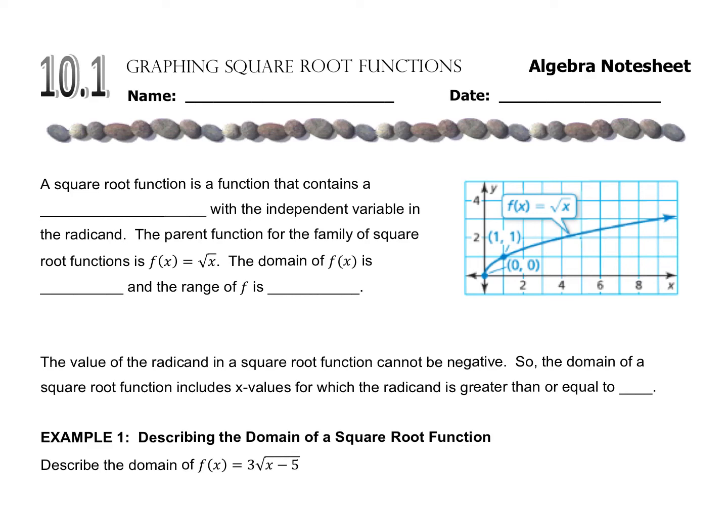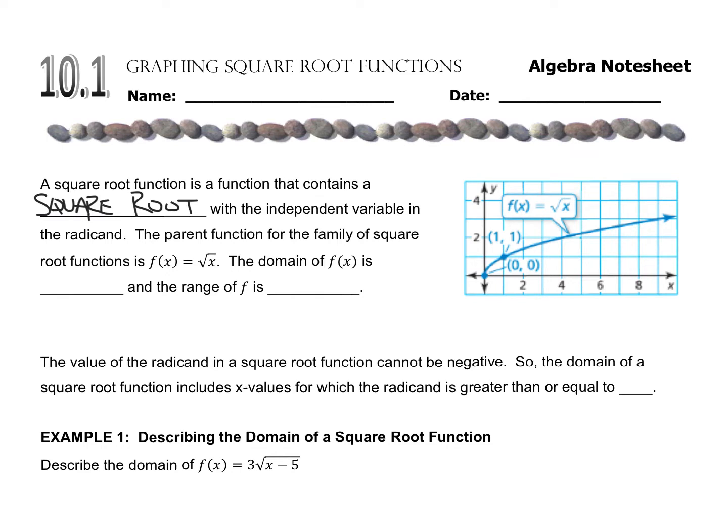Today we're going to talk about graphing square root functions. A square root function is a function that contains a square root with the independent variable in the radicand. The parent function for the family of square roots is f of x equals the square root of x. And we've seen that with a lot of the different parent functions, they are the ones we compare things to.